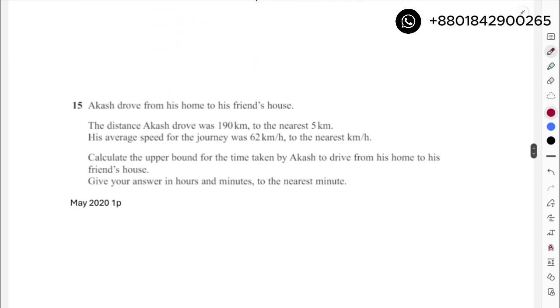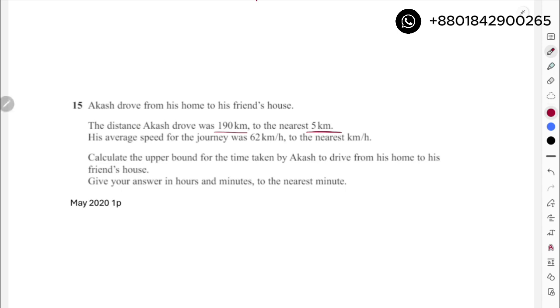Then the last one. This is not exactly a speed distance graph, but rather this is actually upper bound lower bound maths. Okay, in case of upper bound lower bound maths, over here they have given you that Akash drove from his home to his friend's home. The distance that Akash drove was 190 kilometers to the nearest 5 kilometers, right? They are giving you the range. It was the nearest 5 kilometers.